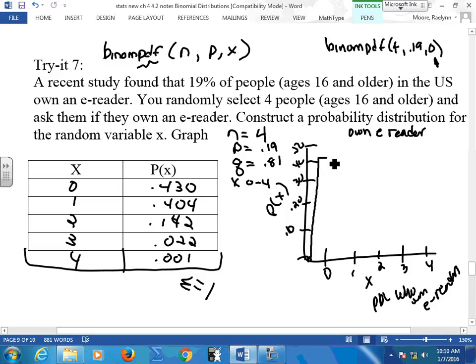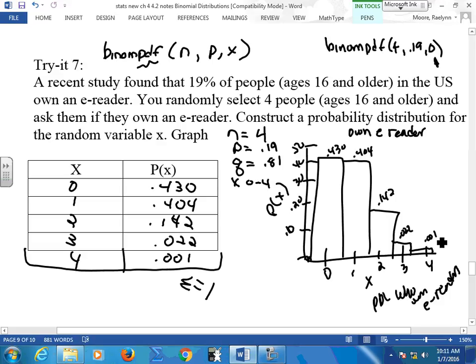Make your bars touching. If you want, you can certainly put your probability on top of your bar. If you find your numbers are too far apart, put your numbers out there. Maybe make it look a little bit better. Okay, this is my 0.404, my 0.42, my 0.142, my 0.022, and my little guy over here.